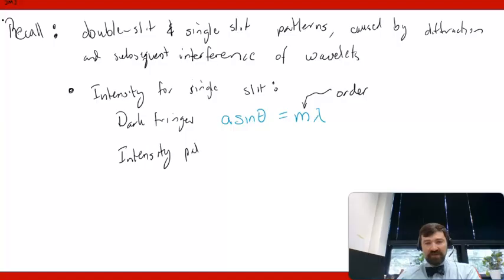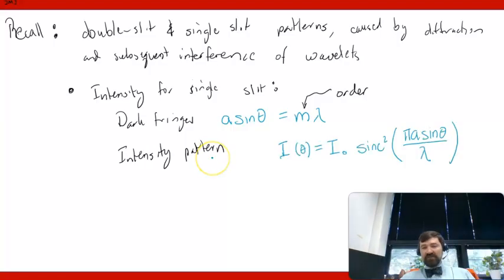So the intensity pattern for a single slit came from the sinc, specifically I of theta, theta being your angular position relative to that slit on the screen. I of theta is the central maximum intensity times the square of the sinc function of pi times slit width times sine of theta divided by wavelength.